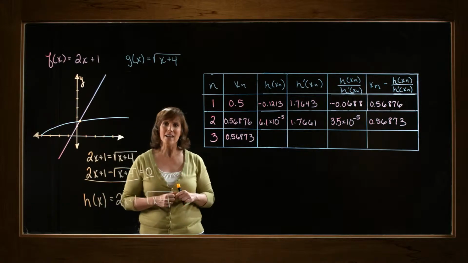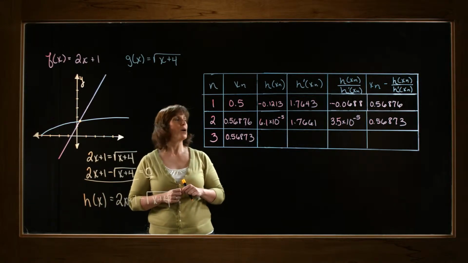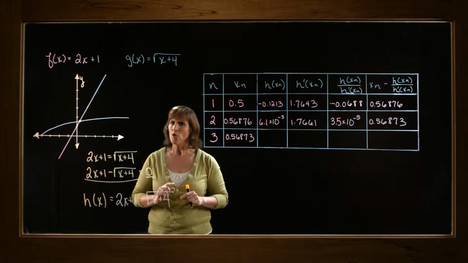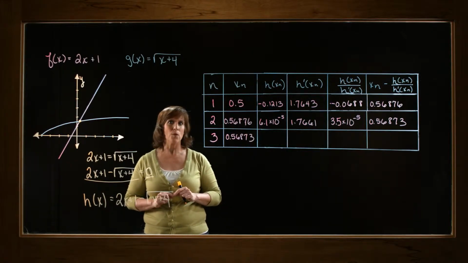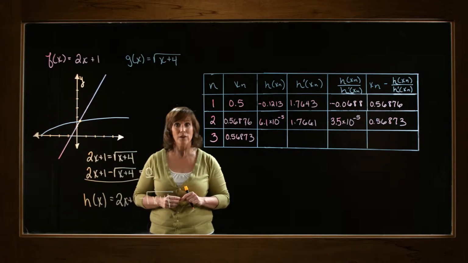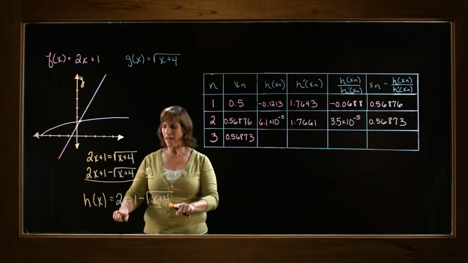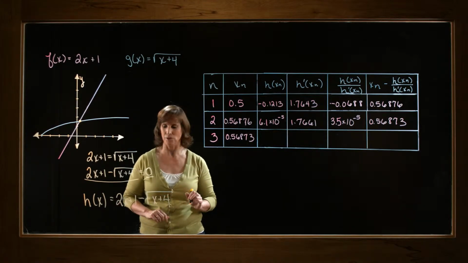Now if you notice, I already have our table filled out. So I'm going to go through and explain where I get all of these pieces. But before I do that, notice that when I use Newton's method, I need the derivative of the function I'm working with. And I don't have that yet. So let's go ahead and take the derivative of my function h.